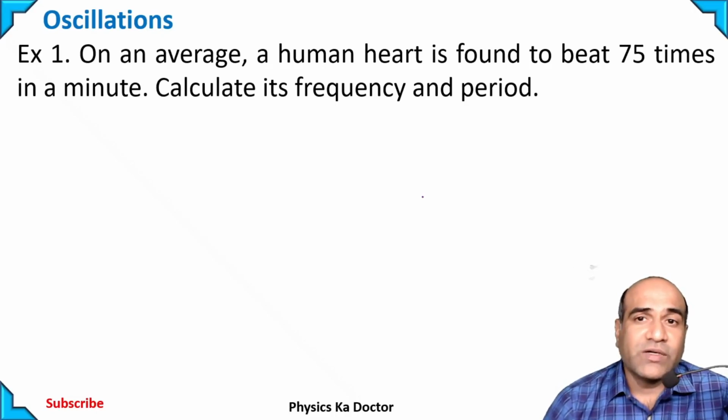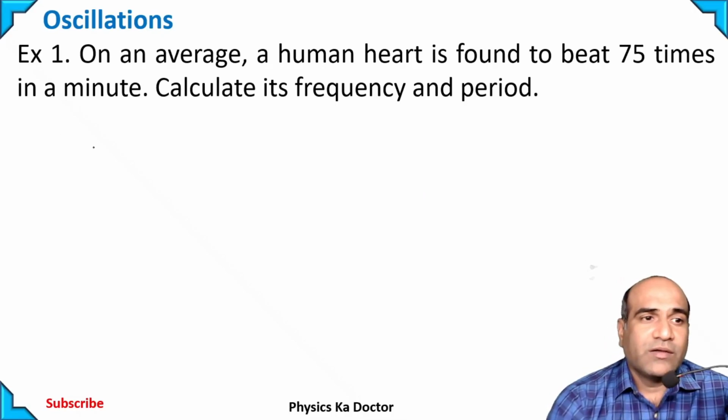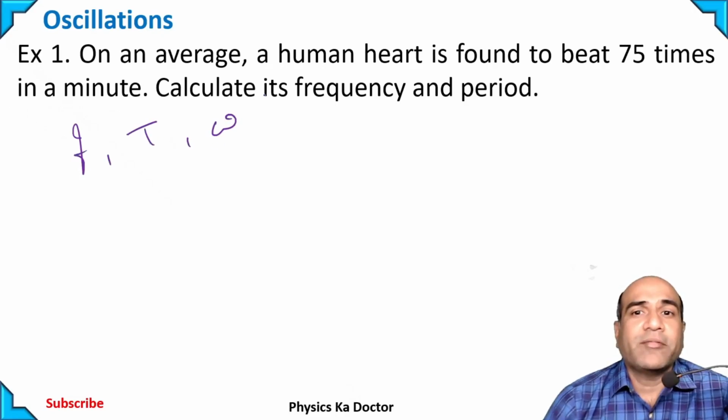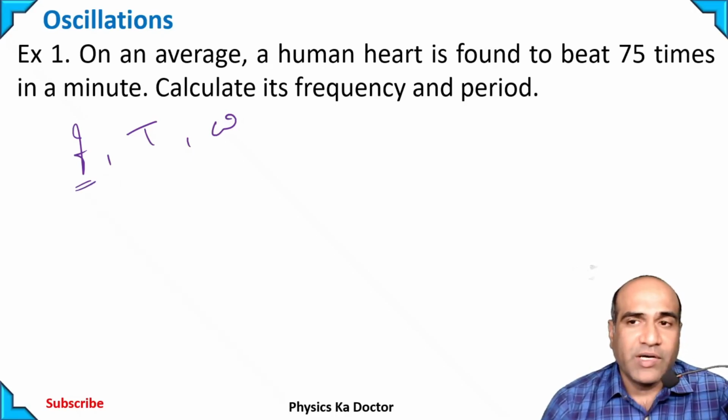So first recall all the definitions that we studied: frequency, time period, and omega. Frequency means what? Number of occurrences per unit time.